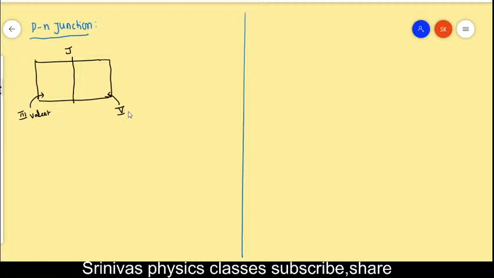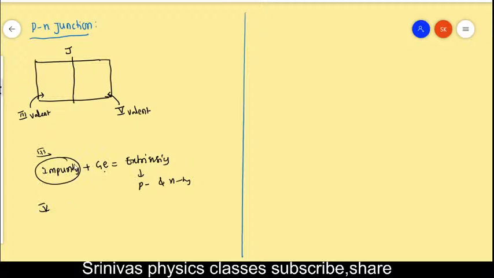You know that if we add impurities to the pure semiconductor, like germanium or silicon, then we will get an extrinsic semiconductor. Extrinsic semiconductors are of two types, one is P-type and the other is N-type. If trivalent impurities are added to the pure semiconductor, then we will get the P-type semiconductor. If pentavalent impurities are added to the pure semiconductor, germanium, then we will get the N-type semiconductor. Right? This we discussed in the last class.